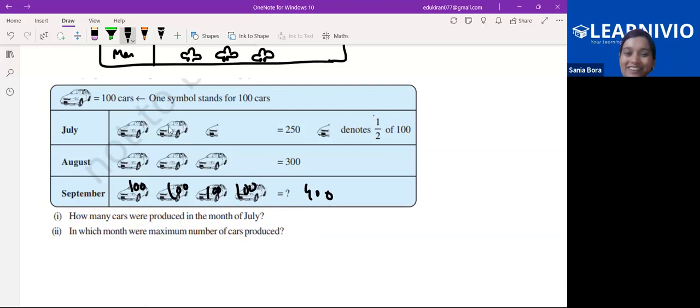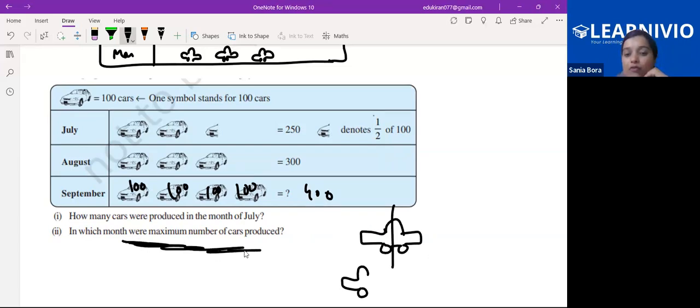Ma'am, July one technically doesn't look like a half, but it is. Yeah, it is not exactly half, but if you draw the car, it will look like a half like this. So only one tire you can draw, so you will get that. Okay, this is half. Now Khadija will tell me in which month was the maximum number of cars produced. Ma'am, in September, because it's 400. Okay, so I think everybody got it, right?